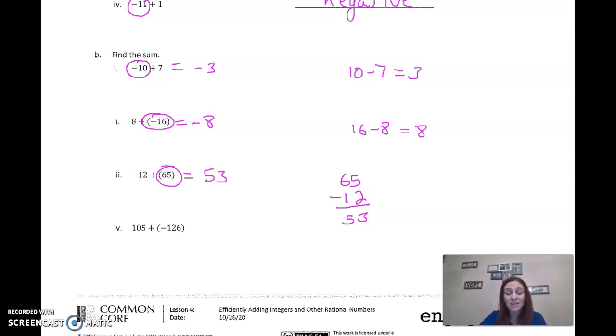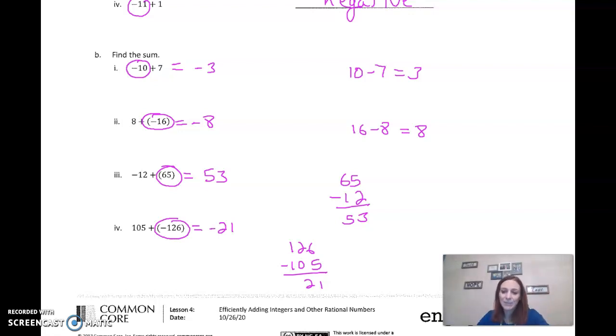105 and negative 126, just subtract the absolute values, bigger minus smaller. And I don't usually do the bigger minus smaller thing, but it's how we do this. 21. Will it be a positive 21 or a negative 21? Circle the greater absolute value. Which one's farther away from 0? The negative. So our answer is negative.